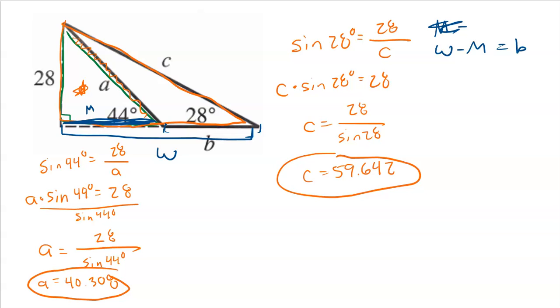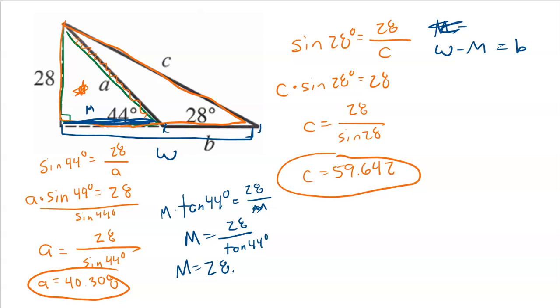Well, I'm going to go ahead and use tangent. Tangent of 44 degrees in the small triangle is opposite 28 over adjacent M. Multiply the M over, then divide by the tangent of 44. So M equals 28 divided by tangent of 44. Make sure you're in degree mode. M is 28.995.